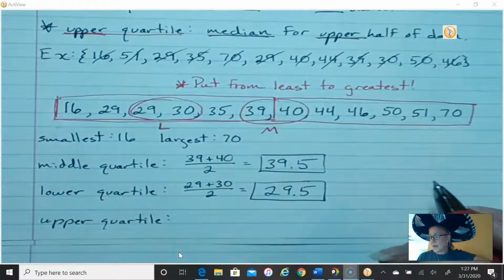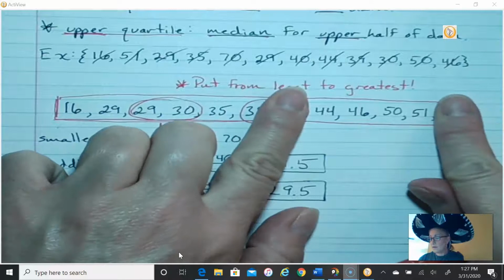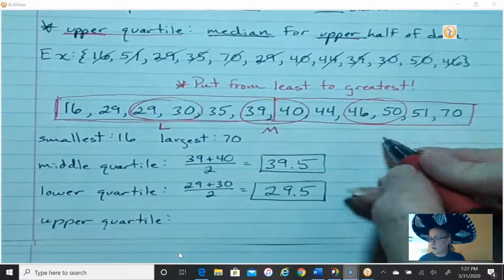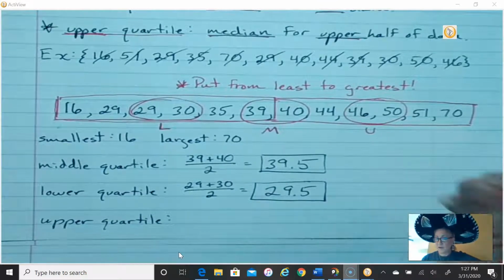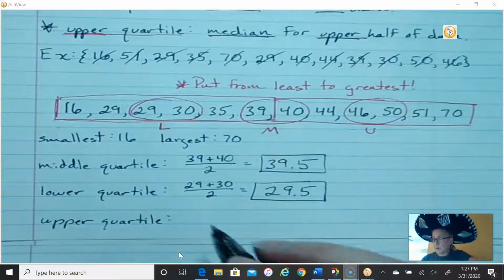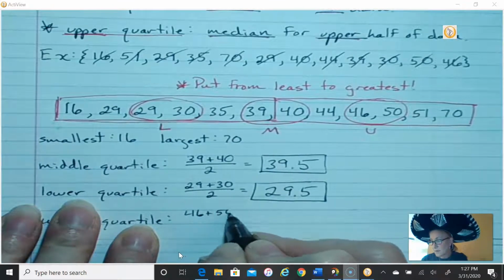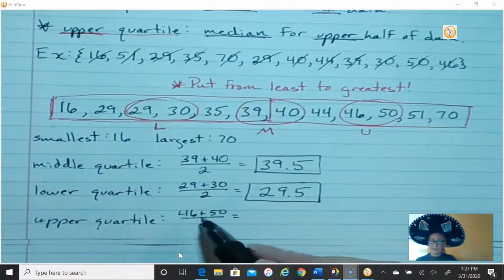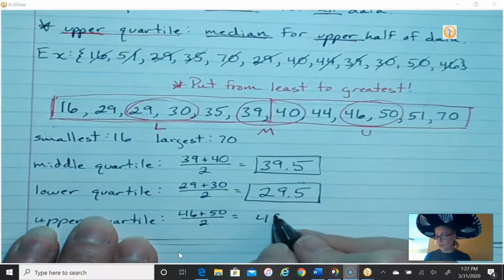That part. And then we get the median for that. So these two numbers are in the middle. That's your upper quartile. So because there's two, we have to get the average. So we have to add and divide by 2 because there's two numbers. And I get 48.